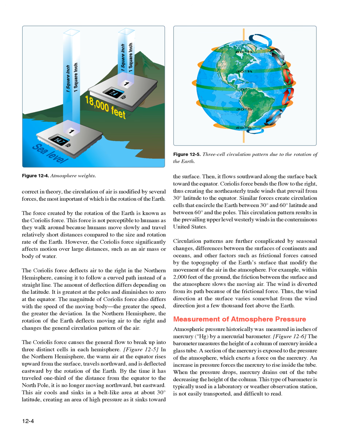Circulation patterns are further complicated by seasonal changes, differences between the surfaces of continents and oceans, and other factors such as frictional forces caused by the topography of the Earth's surface that modify the movement of the air in the atmosphere. For example, within 2,000 feet of the ground, the friction between the surface and the atmosphere slows the moving air. The wind is diverted from its path because of the frictional force. Thus, the wind direction at the surface varies somewhat from the wind direction just a few thousand feet above the Earth. Measurement of atmospheric pressure.